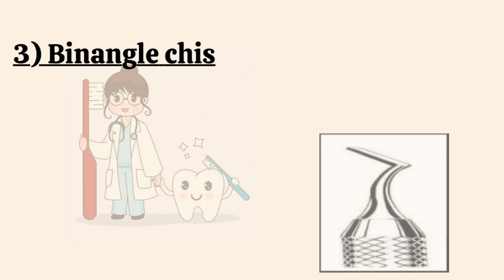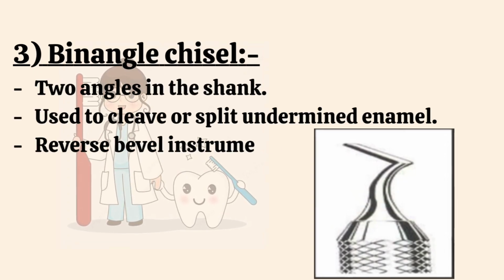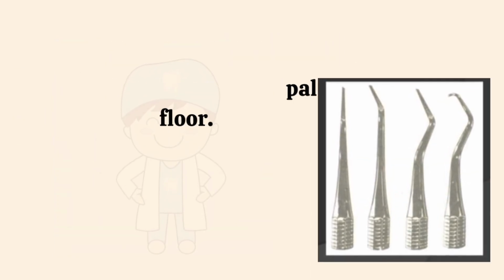3. Bi-angle chisel, 2 angles in the shank, used to cleave or split undermined enamel. Reverse bevel instrument. 4. Triple-angle chisel, used to flatten the pulpal floor.